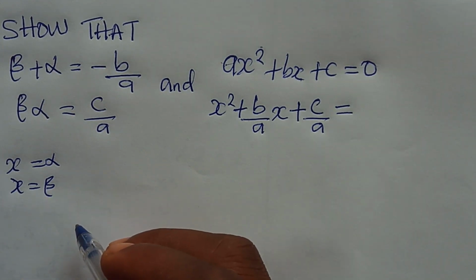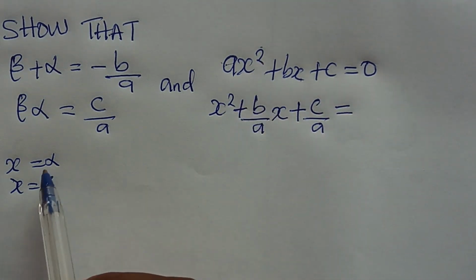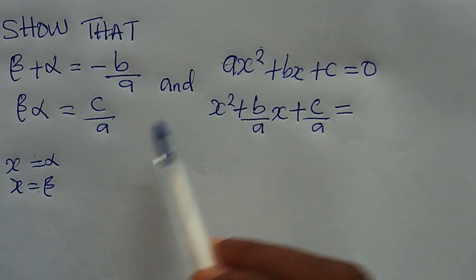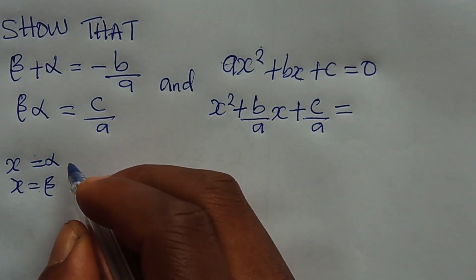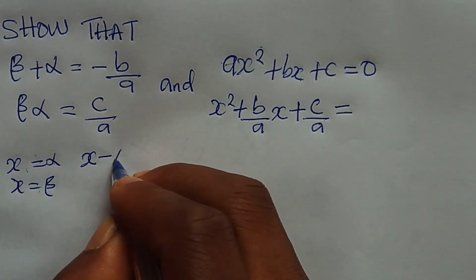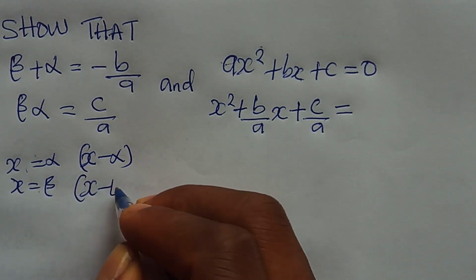Like we all know, a quadratic equation will always have two roots because a quadratic equation has the highest degree of 2. So the roots must always be 2. There's no condition where the roots will be more than 2. So if this alpha crosses the sign of equality, it's going to be x minus alpha. And if this beta crosses the sign of equality, it's going to be x minus beta.